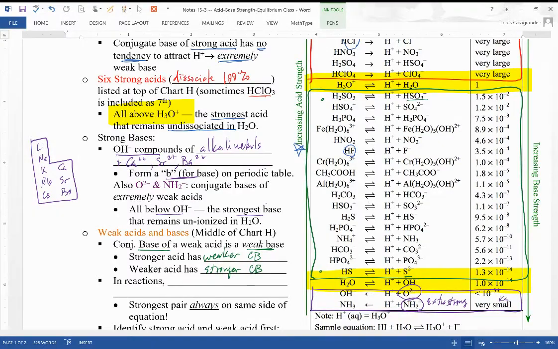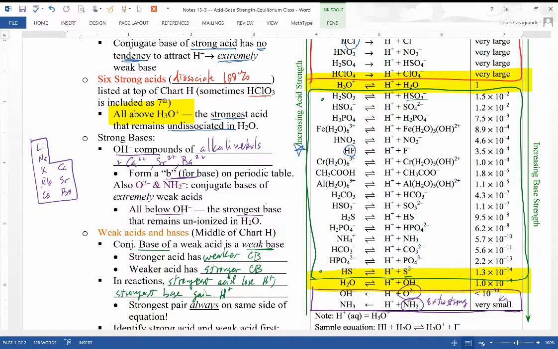In reactions, we're going to have a strong acid, a strong base, a weak acid, and a weak base. The strongest acid is going to do what it's supposed to do: it will lose its H plus, and the strongest base will gain an H plus. Now remember, when we talked about the Bronsted models of acids and bases, we said there's an acid and a base in the reactants, and there's an acid and a base in the products.